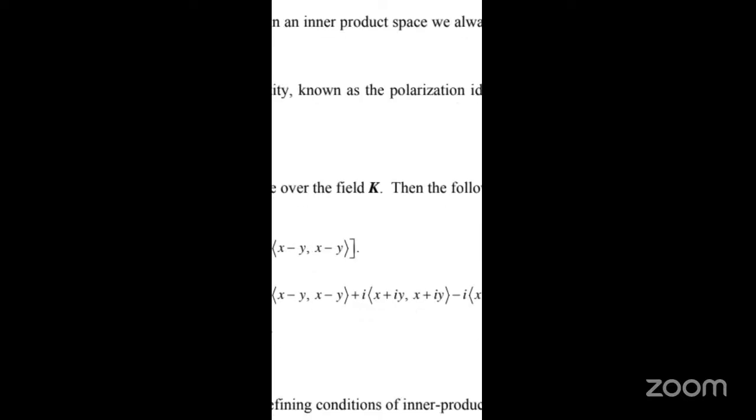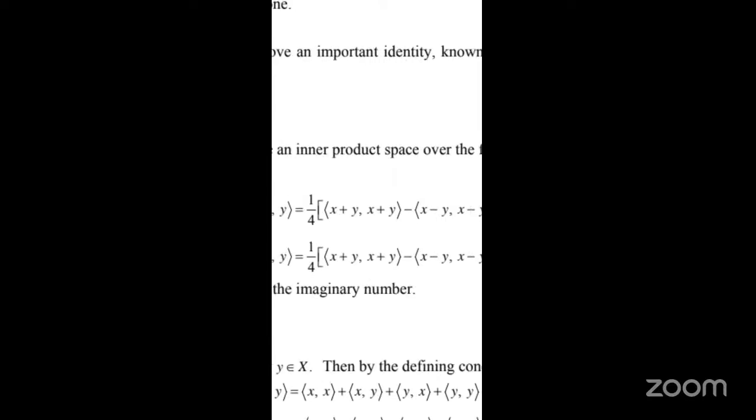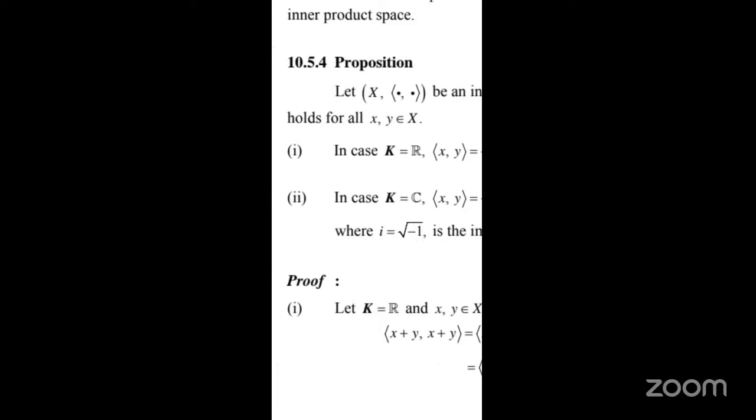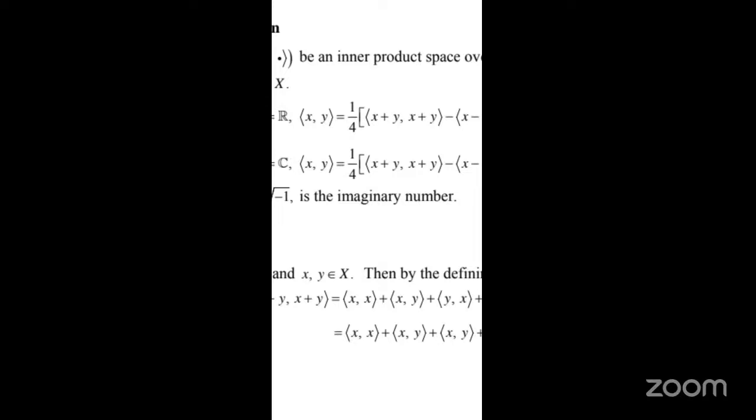Okay, and another proposition: let X, with its inner product, be an inner product space over the field K. Then the following identity holds for all x and y belonging to X. Suppose you are taking any two elements of the inner product space. In case the field is real numbers, the inner product of x and y equals 1 by 4 of the inner product of x plus y and x plus y, minus the inner product of x minus y and x minus y. Suppose the field is complex numbers, then the inner product of x and y equals 1 by 4 of the inner product of x plus y and x plus y, minus the inner product of x minus y and x minus y, plus i times the inner product of x plus iy and x plus iy, minus i times the inner product of x minus iy and x minus iy.